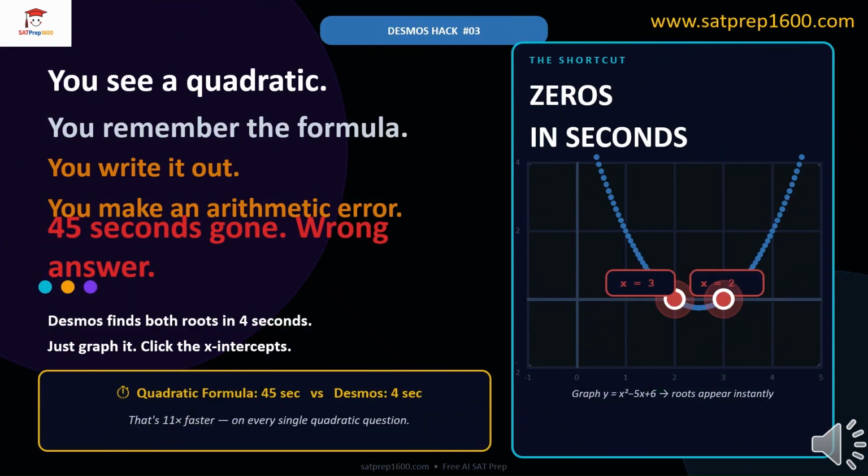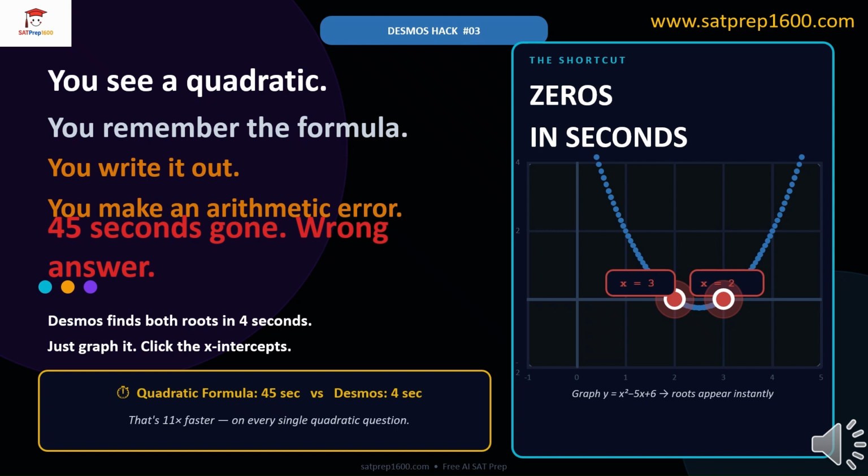Systems of equations? If you're still using the quadratic formula on the SAT, you're losing minutes you can't afford to lose. Watch what happens. You see a quadratic. You remember the formula. You write it out, and somewhere in there, you make one tiny arithmetic error. 45 seconds gone. Wrong answer.